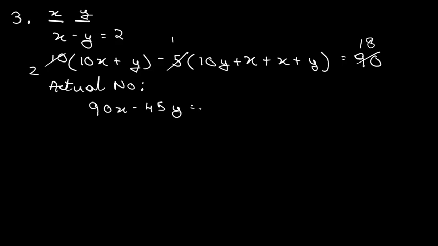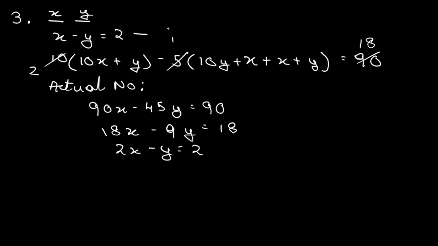is equal to 90. And when you simplify it, you will be dividing by 5. You will be getting 18x minus 9y is equal to 18. Or you can write it like this, you can divide it by 9 also. You will get 2x minus y is equal to 2. So this was our first equation and this is our second equation.